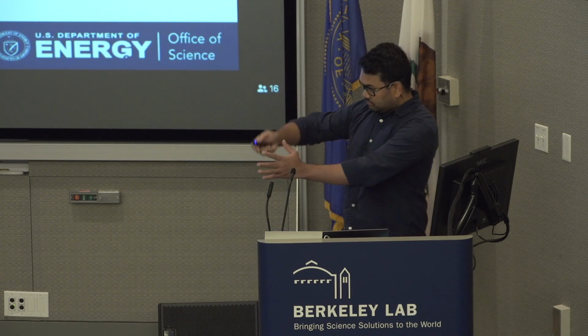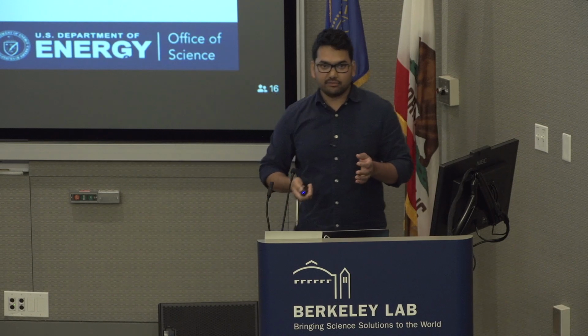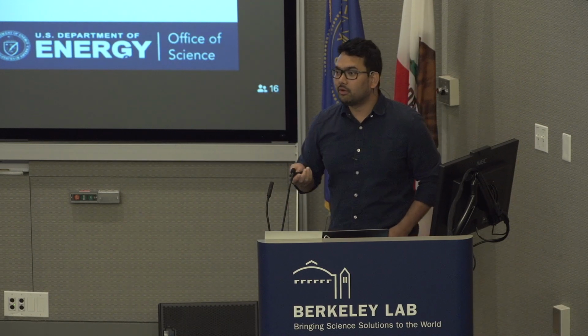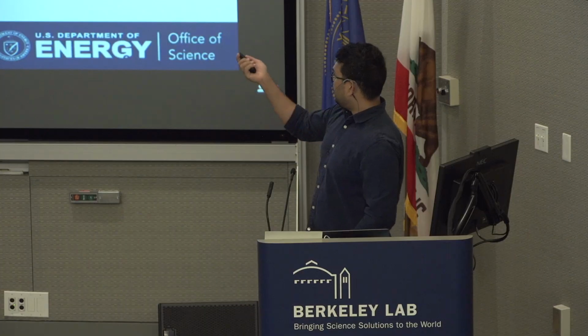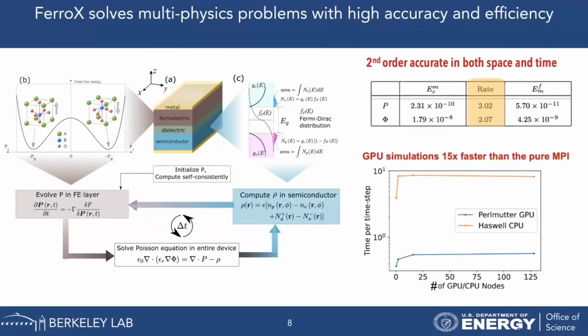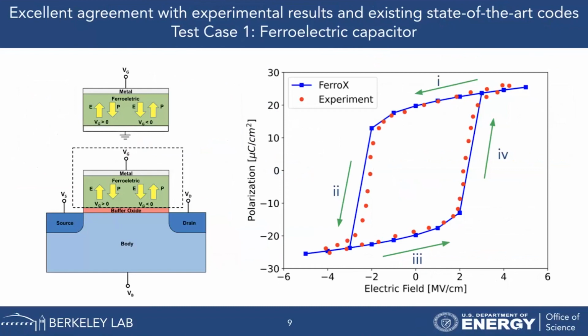By that, I mean we progressively increased the size of the problem and correspondingly assigned more compute resources. And as you can see, the time taken per time step by the code stays the same. So we tested this on up to 128 nodes on the Haswell CPU partition and on Perlmutter. And if you compare the time on the CPU and the GPU nodes, you can see that there's a 15x speedup on GPUs compared to CPU nodes.